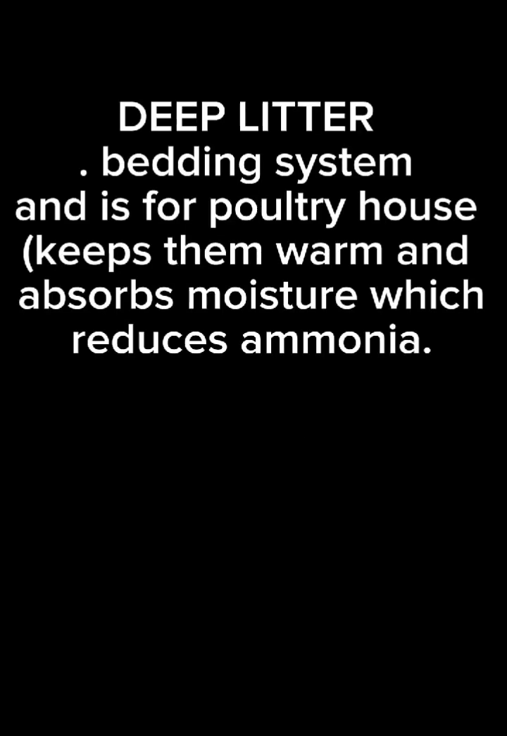So what about deep litter? Deep litter is the house of chickens where we put layers of straw and crushed wood so that the chickens can feel warm, and the litter can absorb moisture and reduce ammonia. So that's all about deep litter.